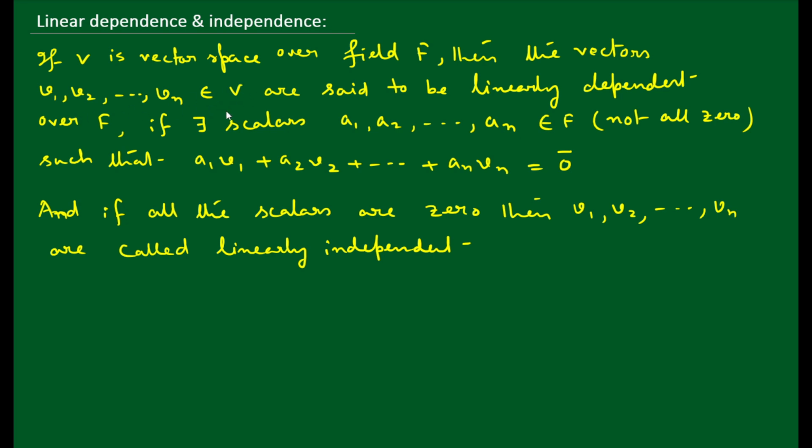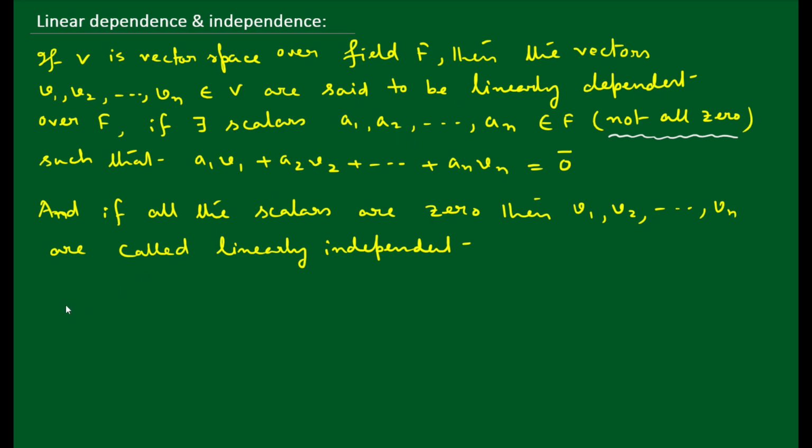Now these particular vectors are said to be linearly dependent over F if there exist some scalars a1, a2 and then an. So यहाँ पे जितना vectors होगा उतना हमें scalar चाहिए. Now this is very important. You see what is written here: not all zero. Okay, not all zero. So we are talking about the scalars. These scalars should not be zero all together.